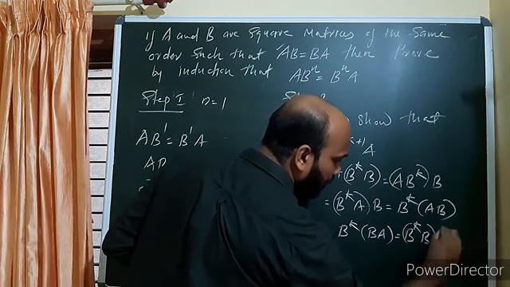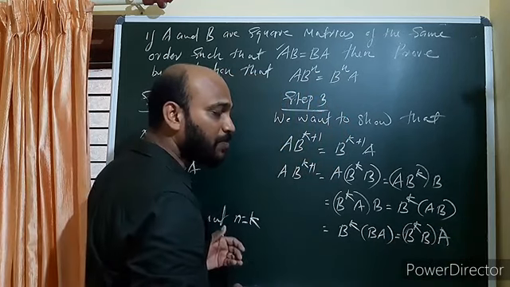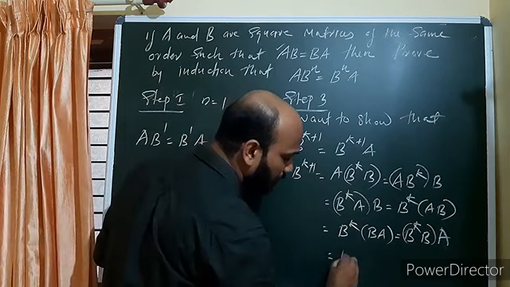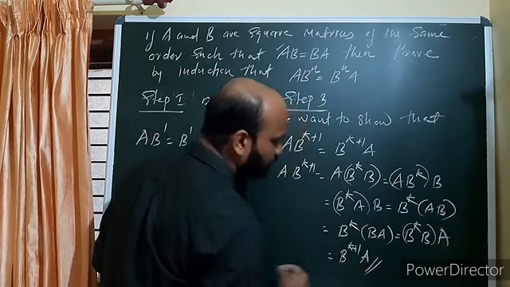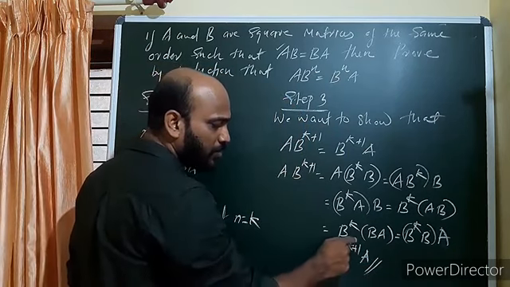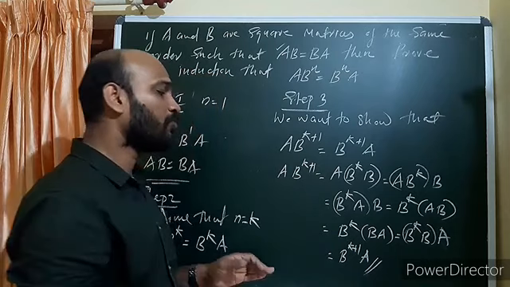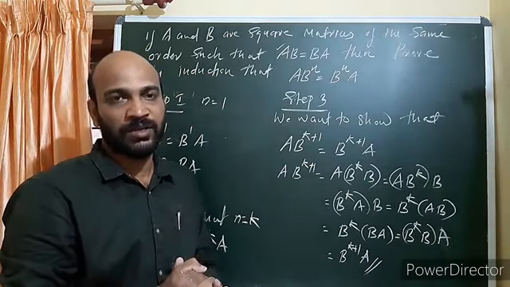Now what about B raised to k into B? B raised to k into B is B raised to k plus 1. So B raised to k plus 1 into A we will get. So A into B raised to k plus 1 is equal to B raised to k plus 1 into A. So result is true for n equal to k plus 1. Hence it is true for all natural numbers.